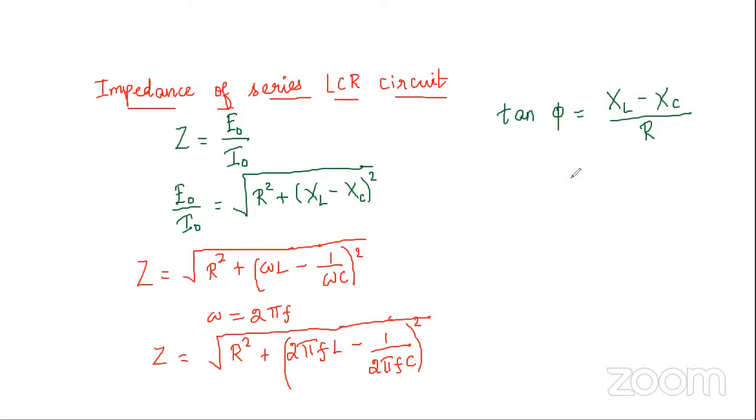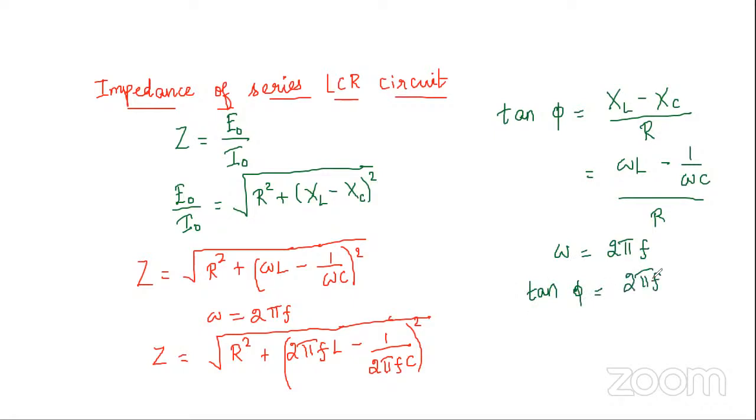So XL you know very well, that is omega L, minus XC, which is 1 by omega C, whole divided by R. We know very well omega equals 2 pi F. So tan phi is equal to 2 pi F L minus 1 by 2 pi F C, whole divided by R. So this is the expression for tan phi.